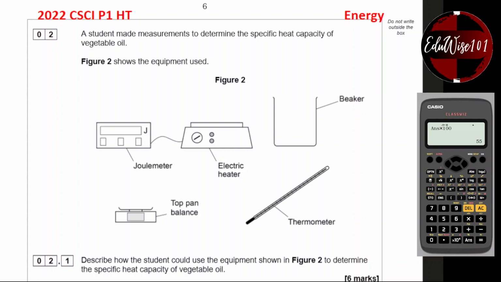A student made measurements to determine the specific heat capacity of vegetable oil. Describe how the student could use the equipment shown in figure 2 to determine the specific heat capacity of vegetable oil.